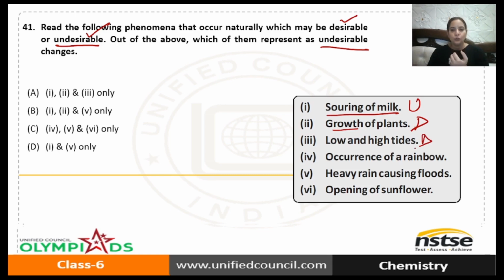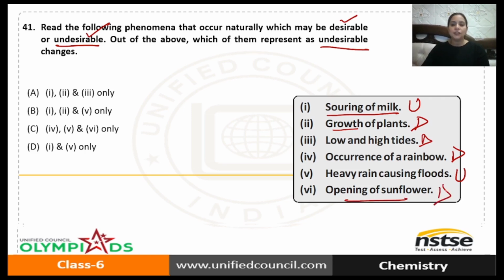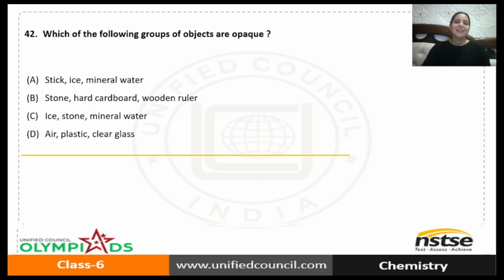Occurrence of a rainbow again is a desirable change. Heavy rain causing floods, obviously it is undesirable, because floods can cause soil erosion. It can cause loss of habitat. It can cause destruction everywhere. So it is an undesirable change. Opening of sunflower obviously is a desirable change. So which ones out of them are undesirable? Obviously 1 and 5. So option A is incorrect, B is incorrect, C is incorrect, but D is correct. So the undesirable changes, which are not good for us, are souring of milk and heavy rain causing floods. Next question. Which of the following groups of objects are opaque?